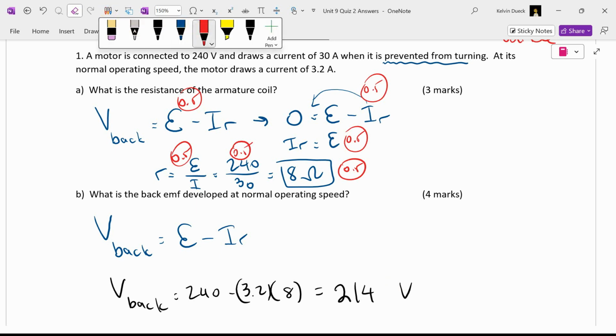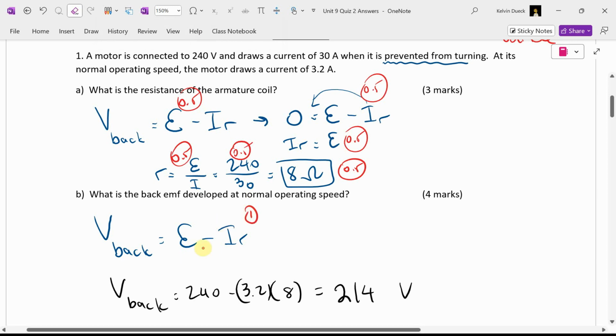Otherwise, I would give you 1 mark for that. I would give you 1 mark for the numbers, and I guess I would give you 2 marks for the answer for it to be worth 4 marks.